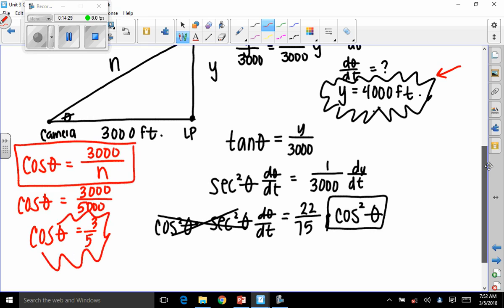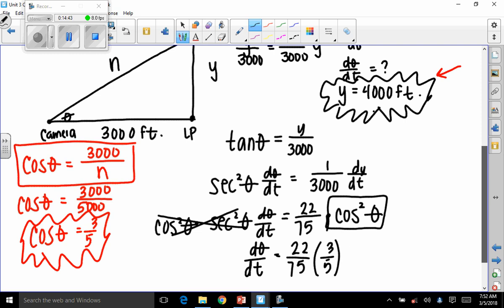So this is always true. This is true at my specific instant in time. So over here now, where I had cosine of theta, what can I replace cosine of theta with? 3/5, because at my instant, the cosine of theta is 3/5. Okay? And when you do 3/5 squared, and then you multiply that times 22 over 75, what do you get for d theta dt? I don't care if it's a fraction or a decimal, it doesn't matter. Go ahead, tell me.